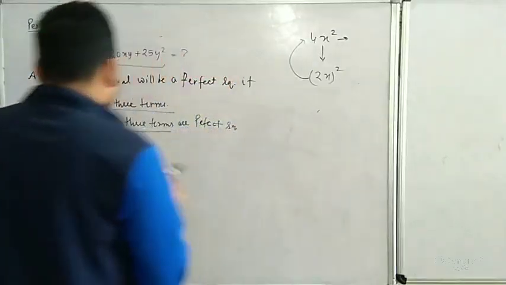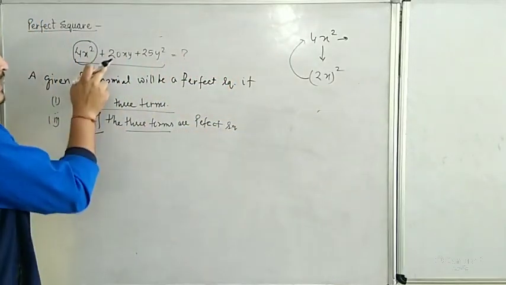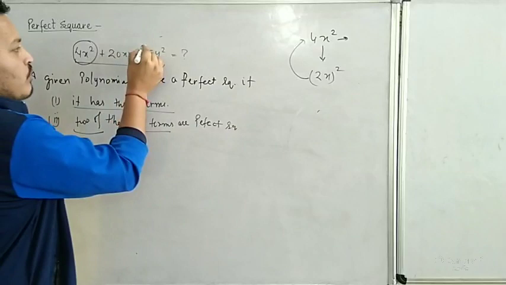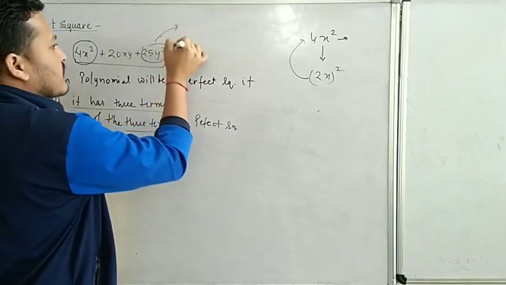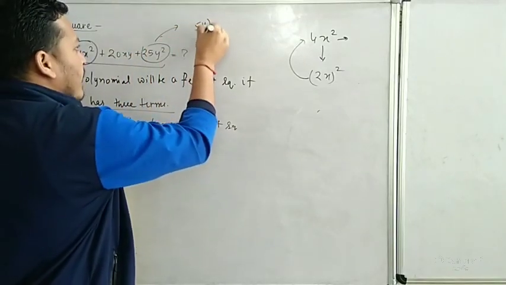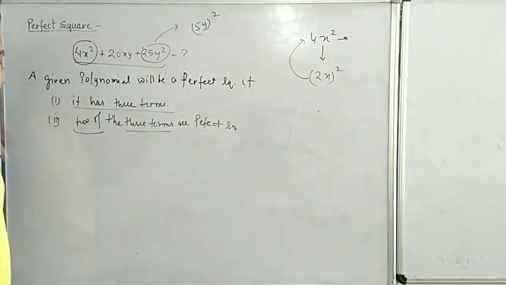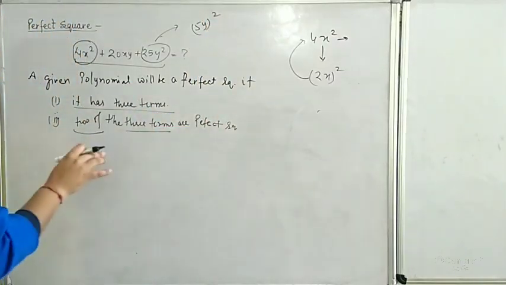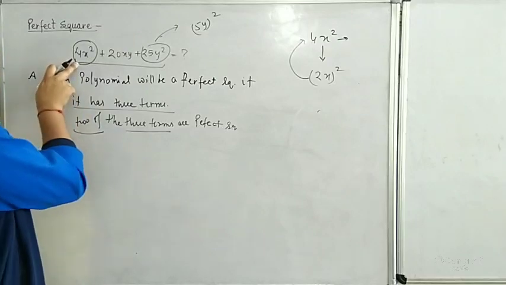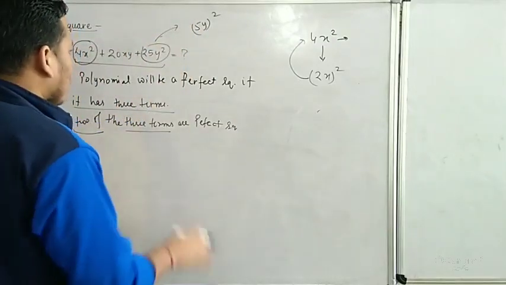So 25y square is a perfect square, and we can write this as 5y whole square. Okay, I thought you understood the concept of the perfect square. So 4x square is a perfect square, 25y square is also a perfect square.